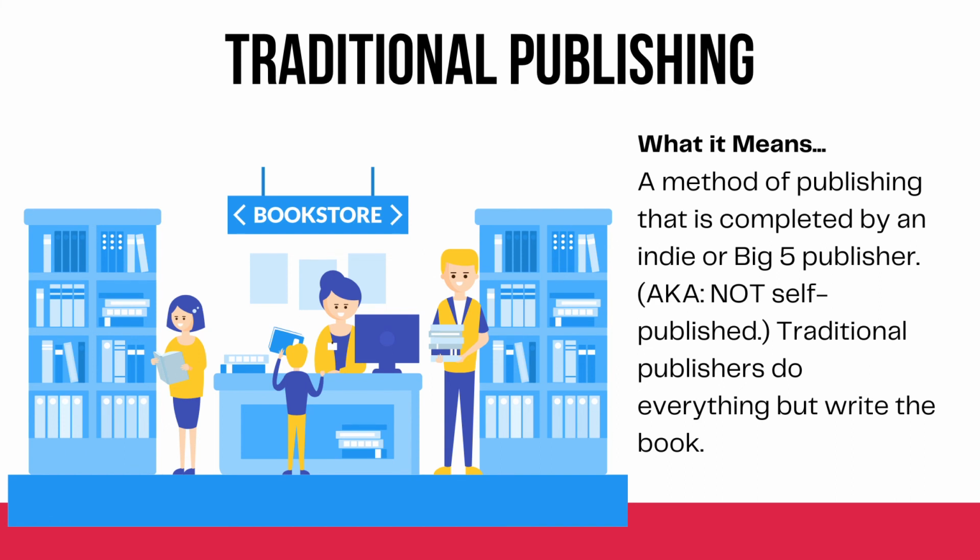Traditional publishing. Traditional publishing is a method of publishing that is completed by an indie or Big 5 publisher. Traditional publishers do everything but write the book. They take care of every step along the way, from designing and finding an illustrator, market research, publicity, sales, distribution. They do all of it. However, more and more often, an author is expected to promote and market their work heavily. So even if you do get a book deal with a traditional publisher, be ready to work hard on selling your book.